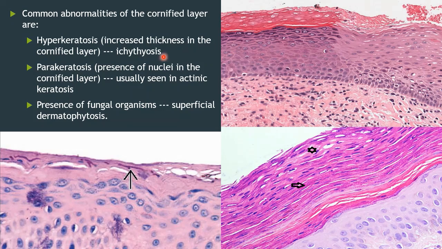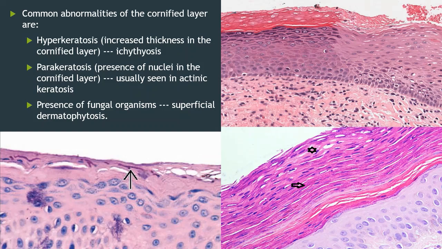If you look at the common abnormalities of the stratum corneum, if there is increased thickness of the stratum corneum, that is called hyperkeratosis, as seen in ichthyosis. In hyperkeratosis, if it contains the nucleus, then it is called parakeratosis, otherwise it is called orthokeratosis. Parakeratosis can be seen in actinic keratosis and many other skin disorders. And there may be presence of fungal organisms in the stratum corneum, which can be highlighted by PAS stains, which are diastase resistant, like superficial dermatophytosis.